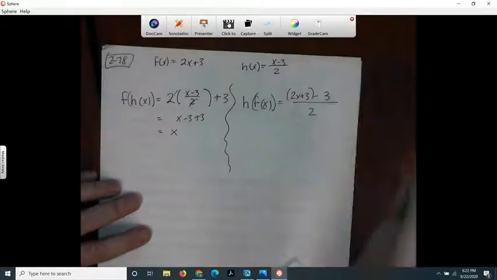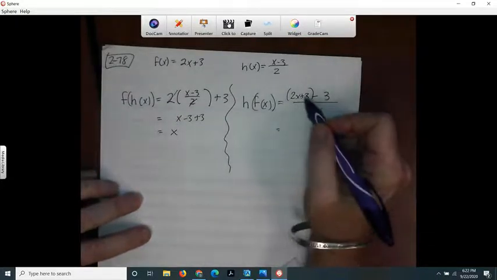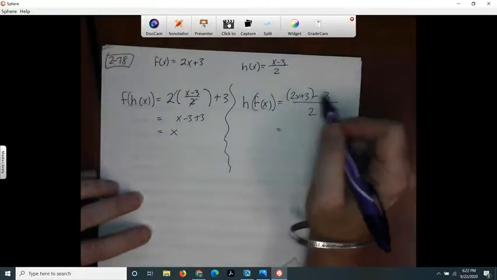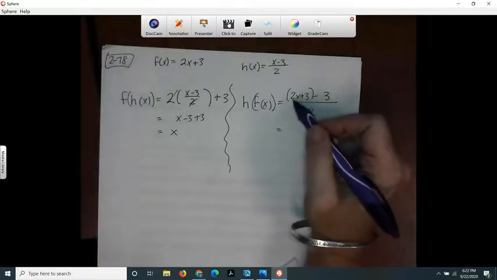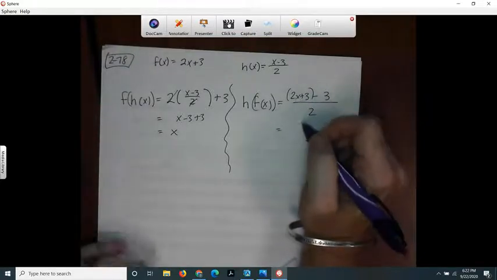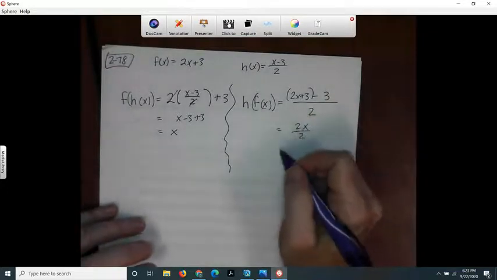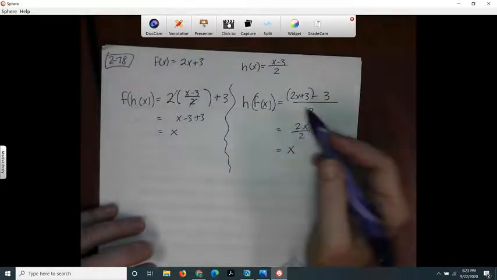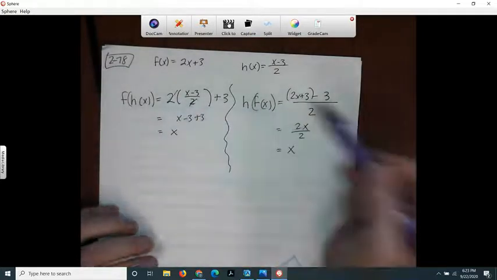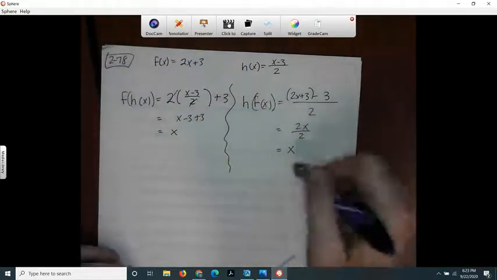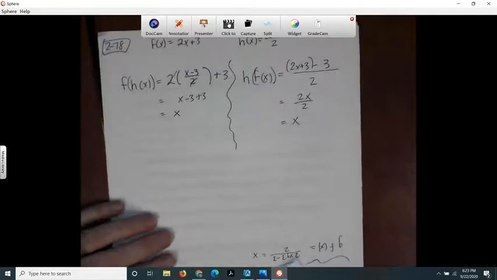And so 2x, I really didn't need the parentheses in this particular case. 2x plus 3 minus 3 is just 2x. And 2 divided by 2 is 1, so I got x. So in both cases, the composition of functions, they undid each other. So that means that they are inverses.